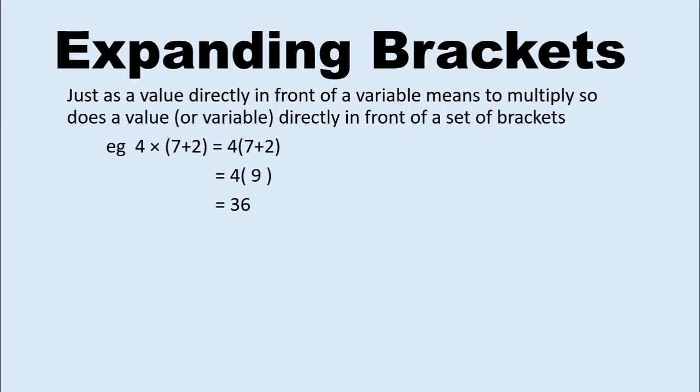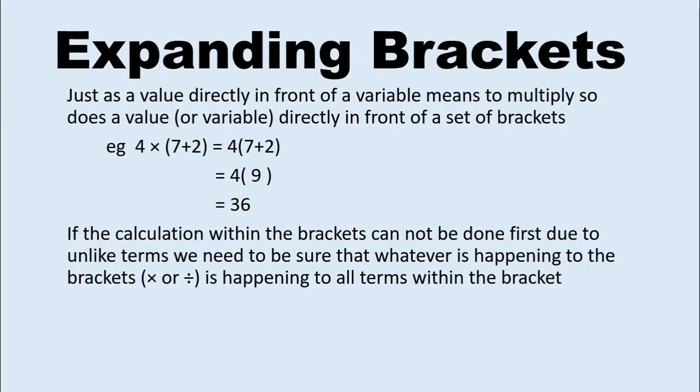Now, hopefully that was simple, but if the calculation inside the brackets cannot be done first due to unlike terms, we need to be sure that whatever is happening to the brackets is happening to all of the terms within the bracket. So for example, 4 times (a plus b). I can't add a and b together, even though it's inside the bracket and I know that's what I need to do first. A and b are not like terms, so they cannot be grouped together.